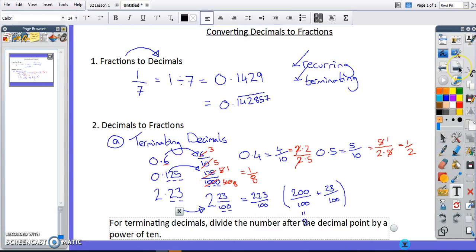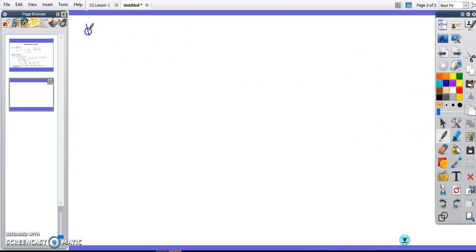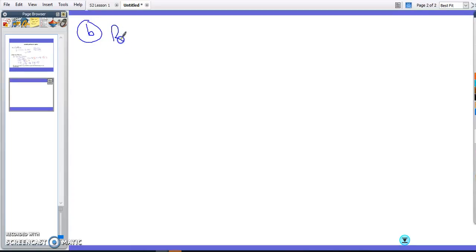Okay, next then we have our slightly more complicated section of recurring decimals. B.